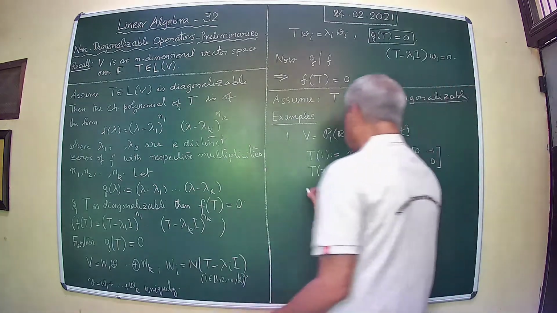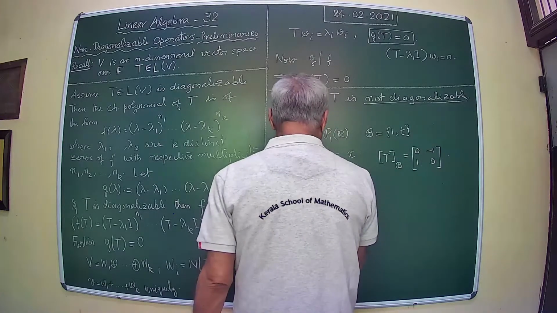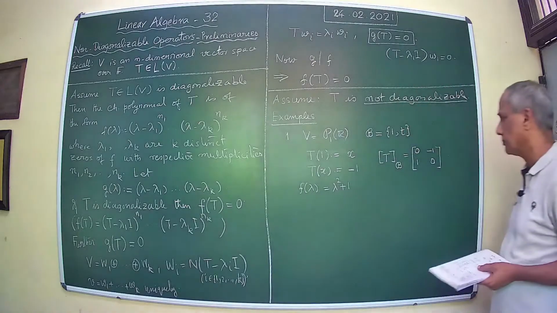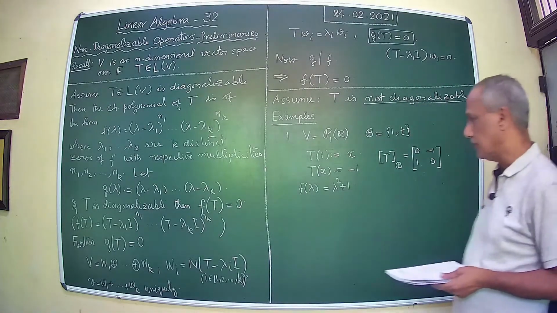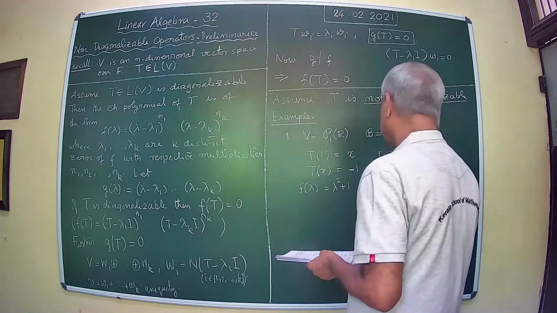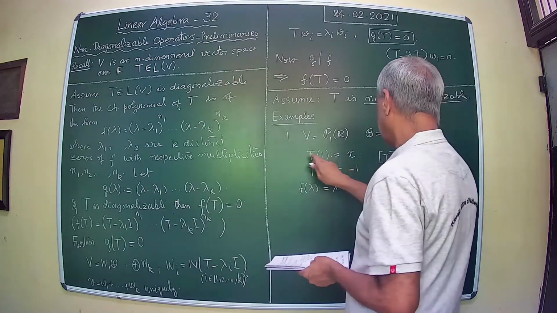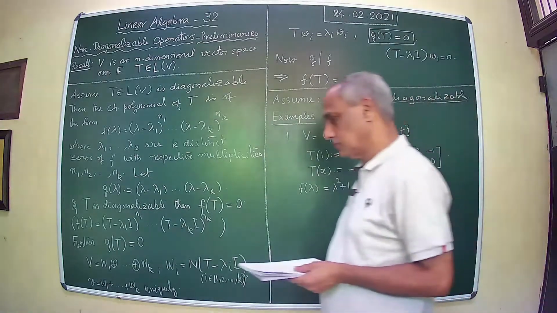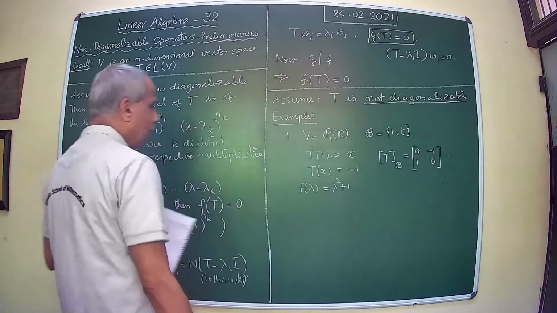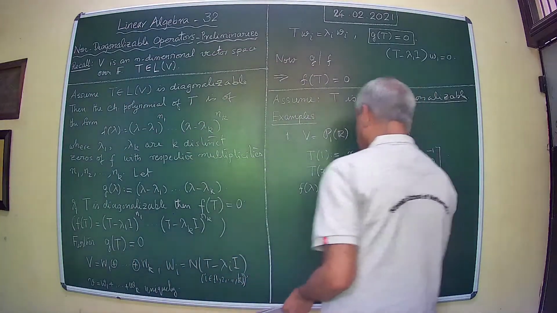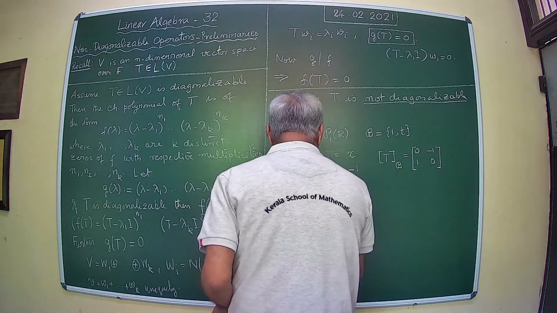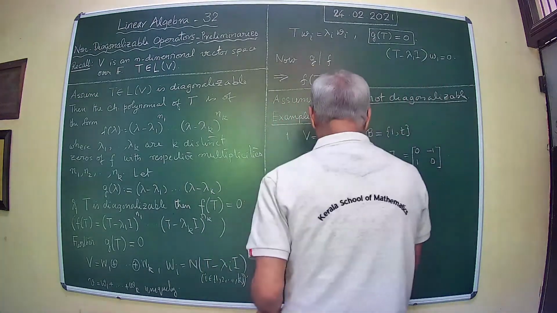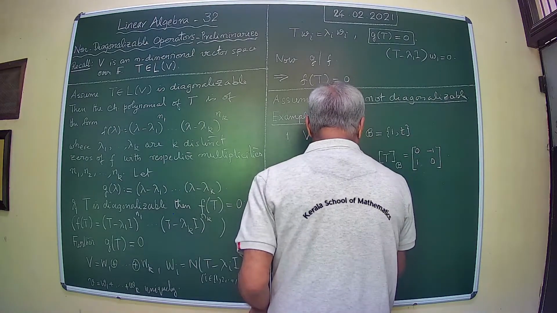Now you see that if f of lambda is the characteristic polynomial associated with T_B, which is the characteristic polynomial associated with T, it is given by lambda square plus 1. Now one quickly observes that f of T equal to, what is lambda square? T square plus I.